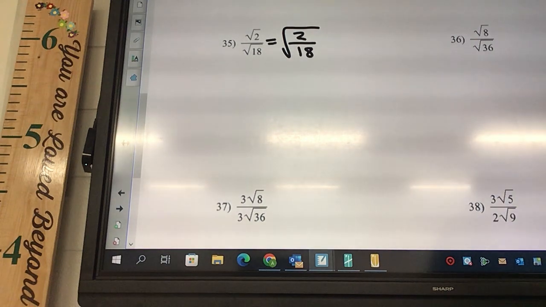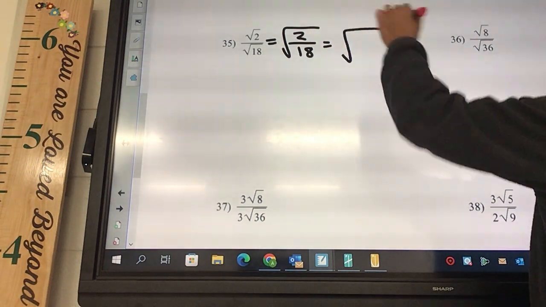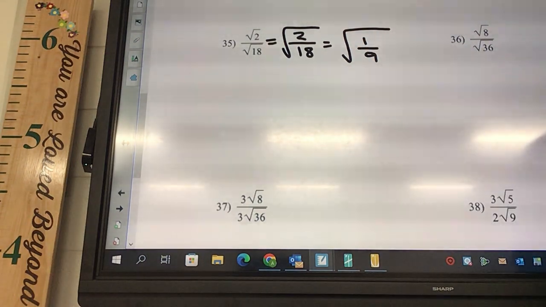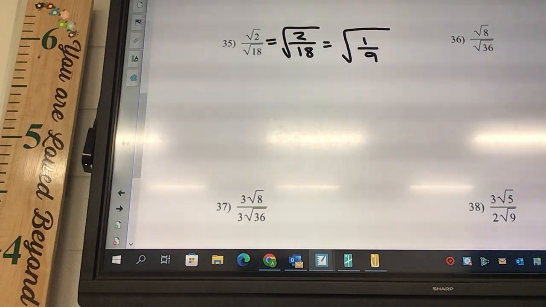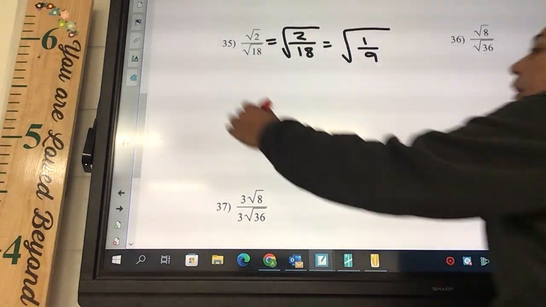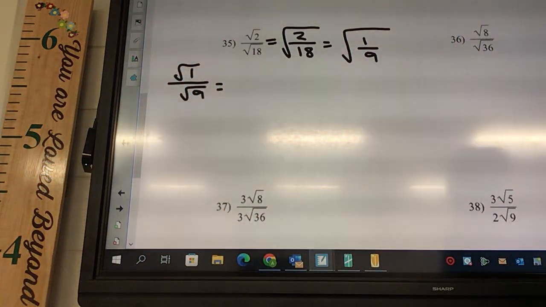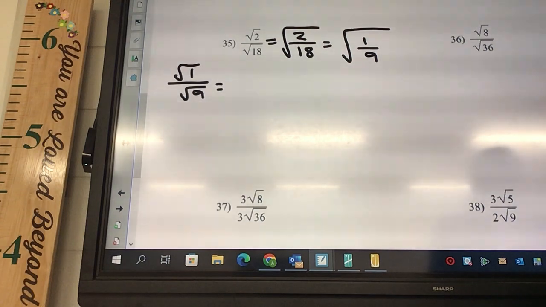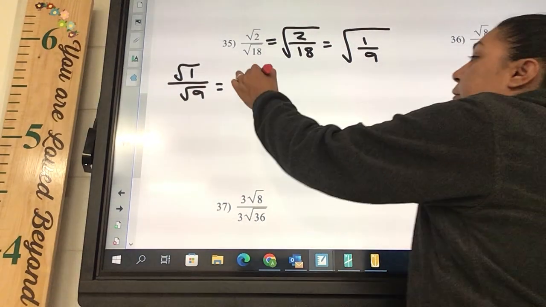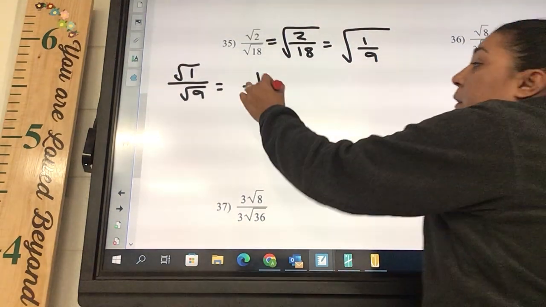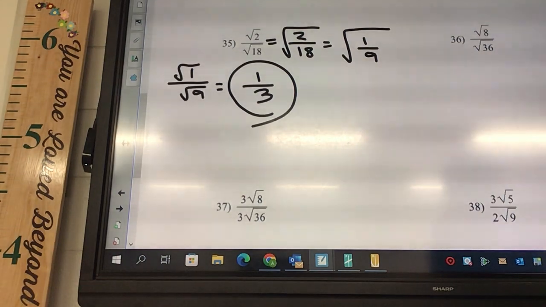What does that simplify to? One over 9. Okay, and then we can put this back into two pieces. So you can say square root of 1 over square root of 9. Well, what is the square root of 1? If you don't know, type it on your calculator. What's the square root of 1? 1. What's the square root of 9? 3. So our answer is just 1/3.